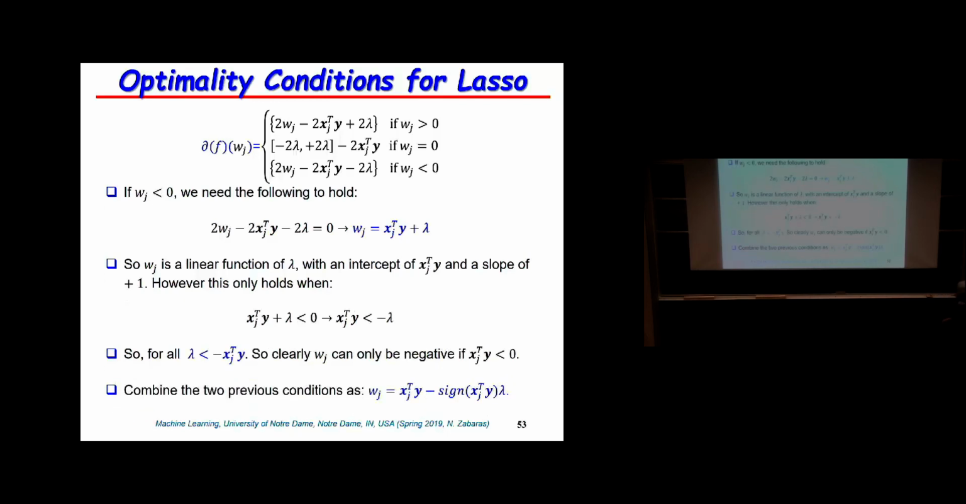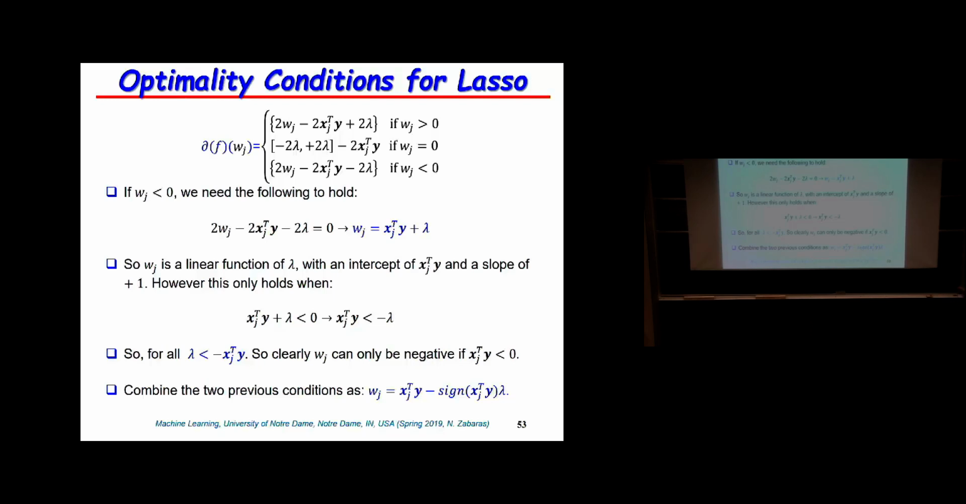Let's do the case where Wj is negative. If you set this equal to 0, it comes out that this is also a solution, but for this solution to be valid, lambda has to be less than minus xj transpose y. Because we set Wj less than 0, this has to be less than 0. So xj transpose y has to be less than minus lambda.